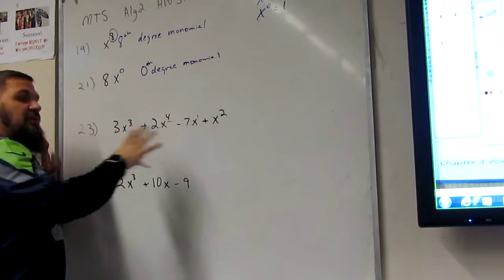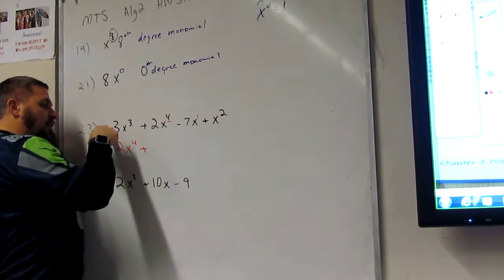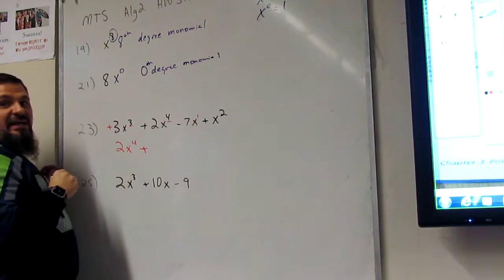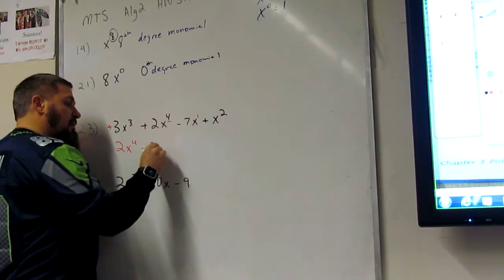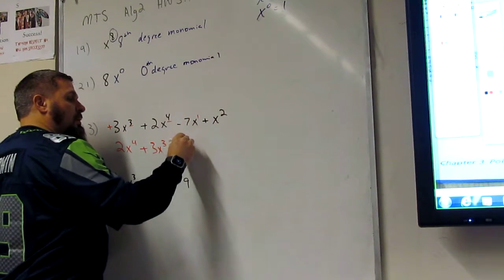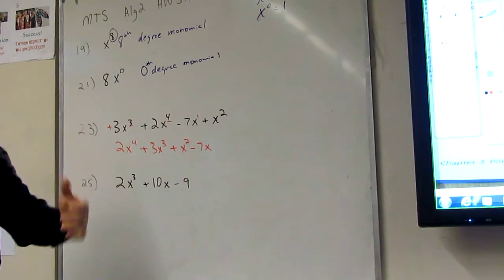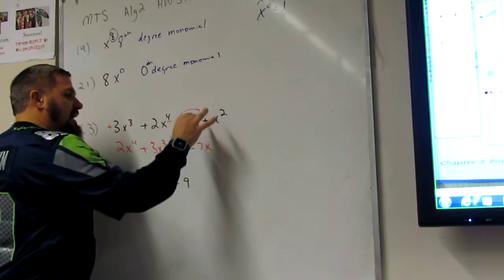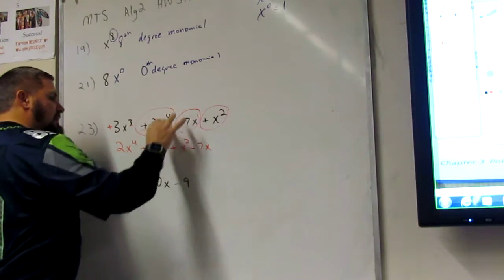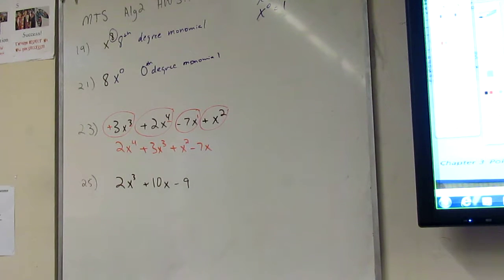And so I just put these in order. 4, 3, there's an invisible plus sign, 3, 2, 1. Okay? And the sign goes with it. Notice this sign, this sign, this sign, and this sign all go with it.